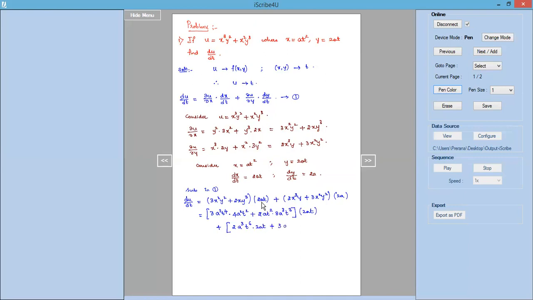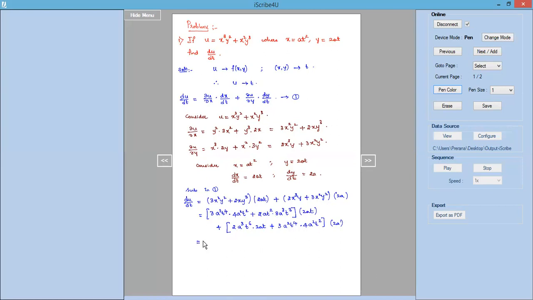X square gives us a square t power 4, into y square gives us 4a square t square. The whole thing into 2a as it is. So every term we substituted for x and y. Since x is equal to at square, x square gives us a square t power 4, y square gives us 4a square t square. So like that we have substituted everywhere for x and y. Now we will try to simplify this.